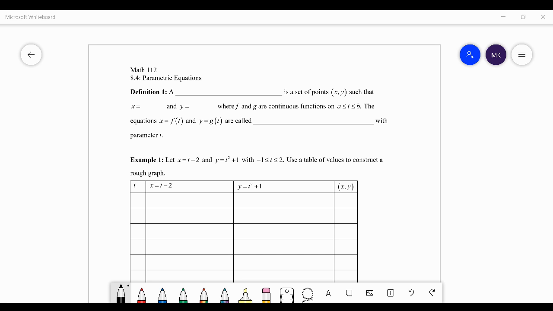Parametric equations are another way to graph things. There's some really nice applications for them. One of the biggest obvious ones that we've seen probably numerous times is the old quadratic for throwing a ball in the air, or a ball being hit, or anything like that.